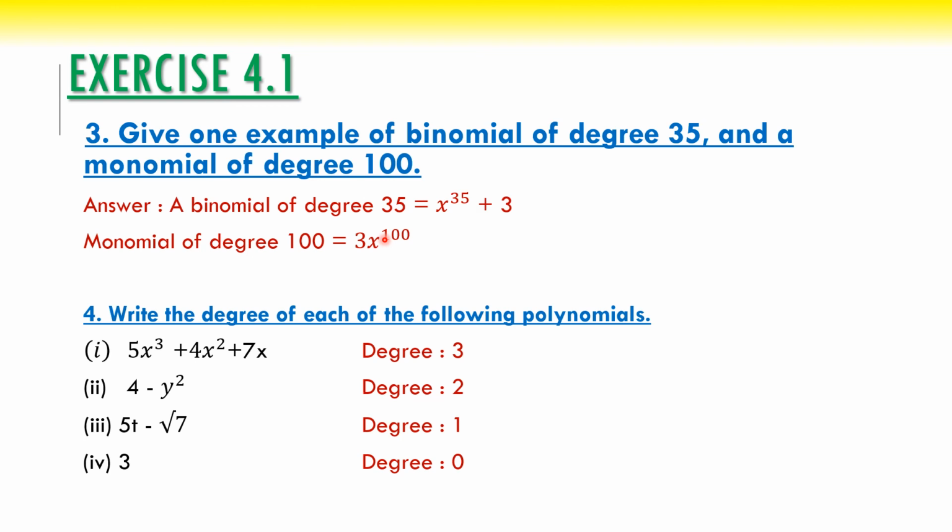Write the degree of each of the following polynomials. Here 3 is the degree of the polynomial, that is the highest power. Here degree is 2. Here the highest power is 1. So degree is 1. For 3, the degree is 0 because we can write 3 as 3x to the power 0.